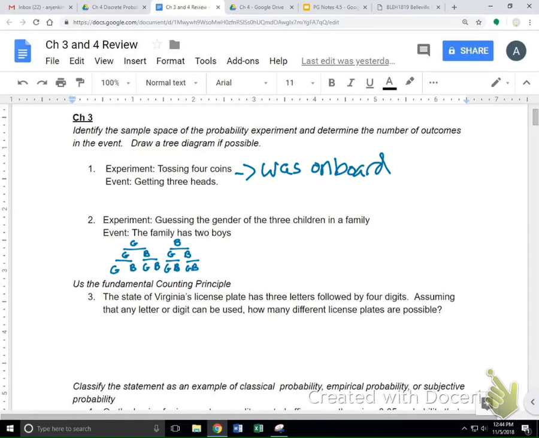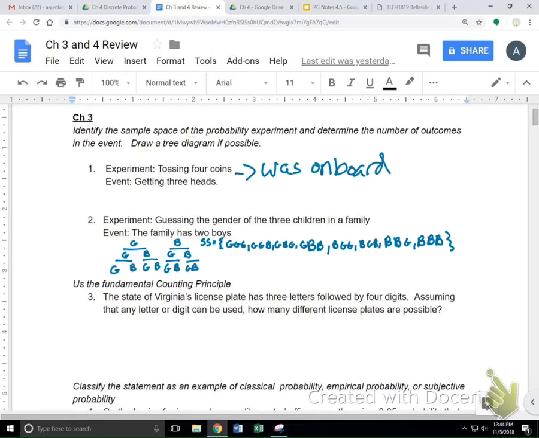Now that we've created our tree diagram, we're going to list out our sample space. The sample space equals, using curly braces, a list of all the possibilities: girl, girl, girl; girl, girl, boy; girl, boy, girl; girl, boy, boy; boy, girl, girl; boy, girl, boy; boy, boy, girl; and boy, boy, boy. I double counted to make sure that we had 8, and that is what we're looking for.